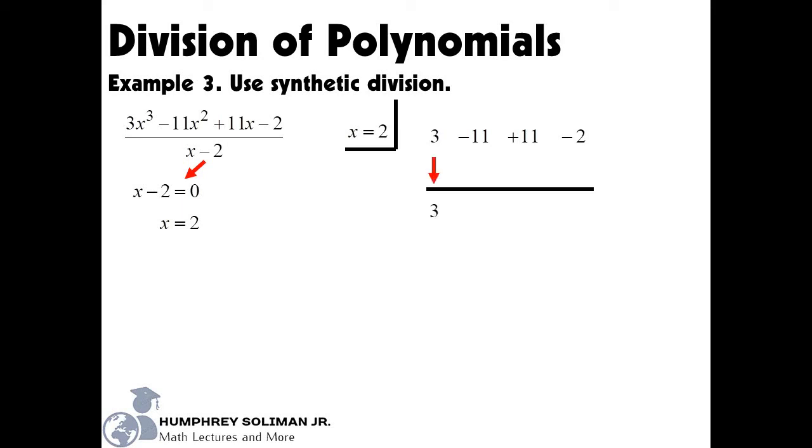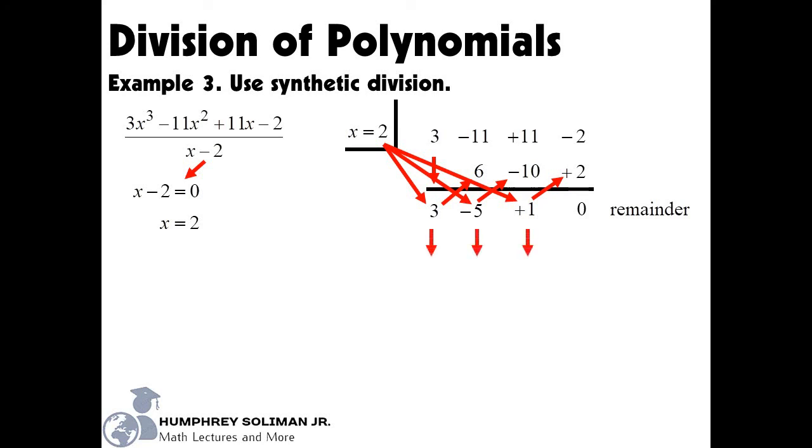Next, we will bring down 3. Then multiply 2 to 3 and get 6. Next, we will add negative 11 to 6, this will give us negative 5. Then, we will now multiply 2 to negative 5, this will be negative 10. We will now add 11 to negative 10, this will become 1. After that, we will multiply 2 to 1, this will be equal to 2. Then, we need to add negative 2 to 2, and this will be 0. We can see our remainder is again equal to 0.